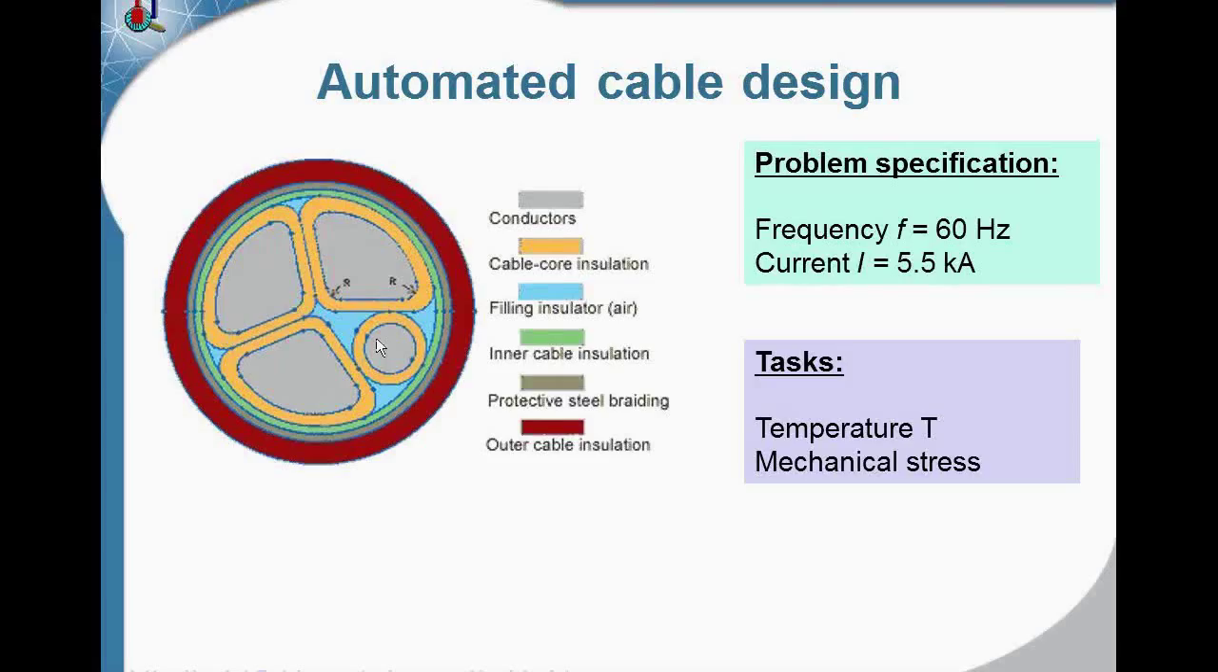The basic geometry model is shown on your slide. The cable consists of three phase conductors and the zero conductor. Each conductor is insulated. There is the filling in the cable. There is the protective shielding and the outer cable insulation. Our task is to calculate the cable impedance, which includes inductance calculation, resistance calculation, capacitance calculation, and to calculate the cable temperature and the electric and mechanical stresses in the cable.